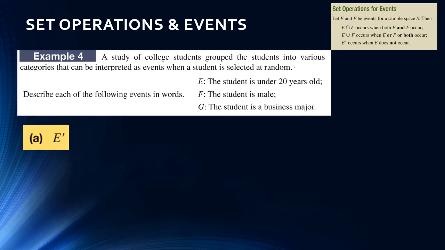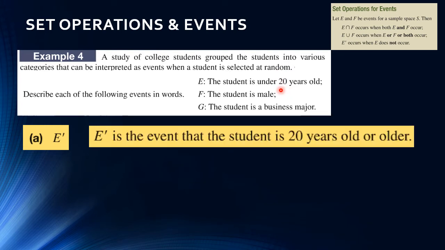Now describe these. E not. So E is that the student is under 20 years old. Did you say the student is over 20? If you did, you got it wrong. Why is that wrong? E is that they're under 20, so E not would be that they are 20 or older, right? Because 20 is not included in event E, so we have to include it in E not. So be careful. Sometimes our knee-jerk of doing what's not there is with language. The opposite of under is over, but this is 20 or over.